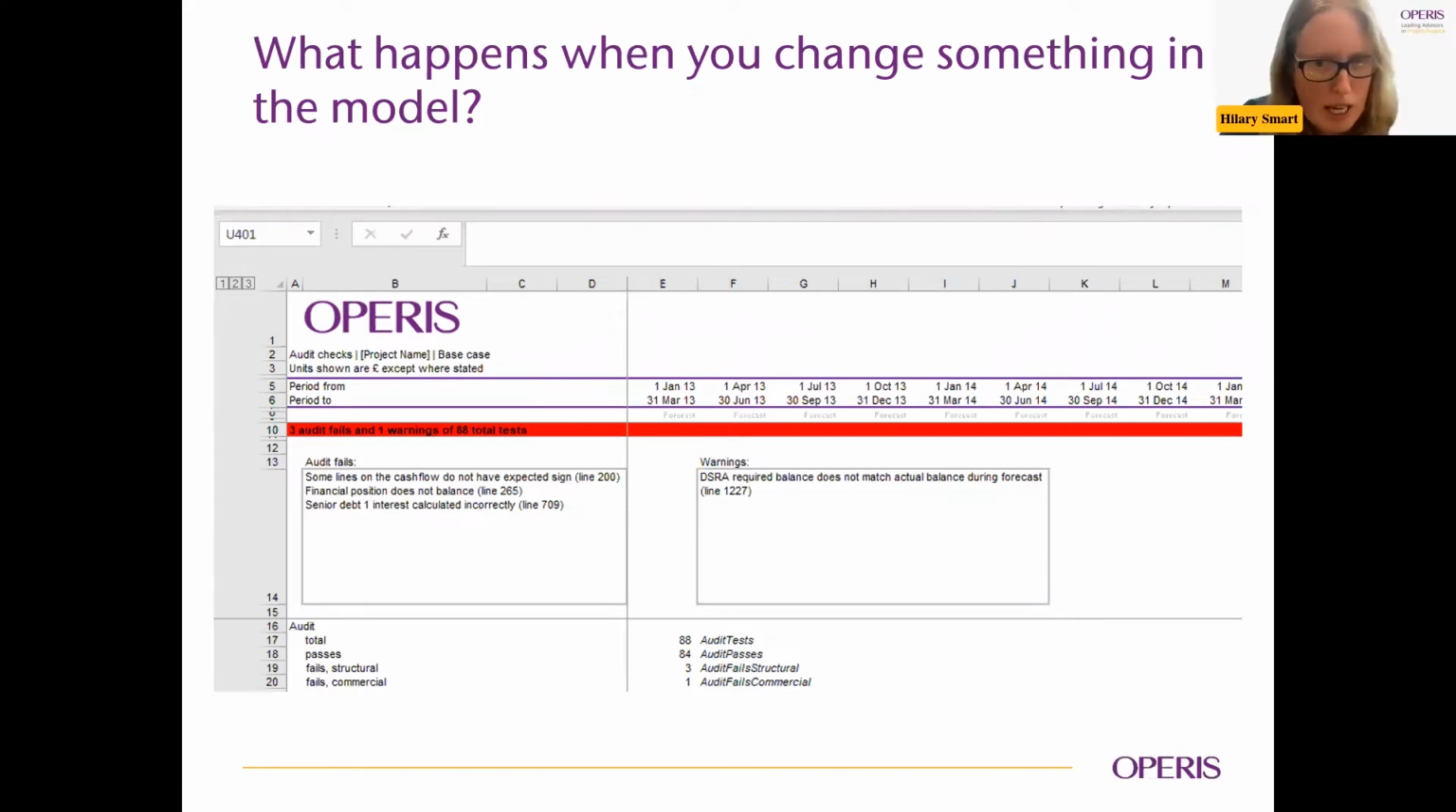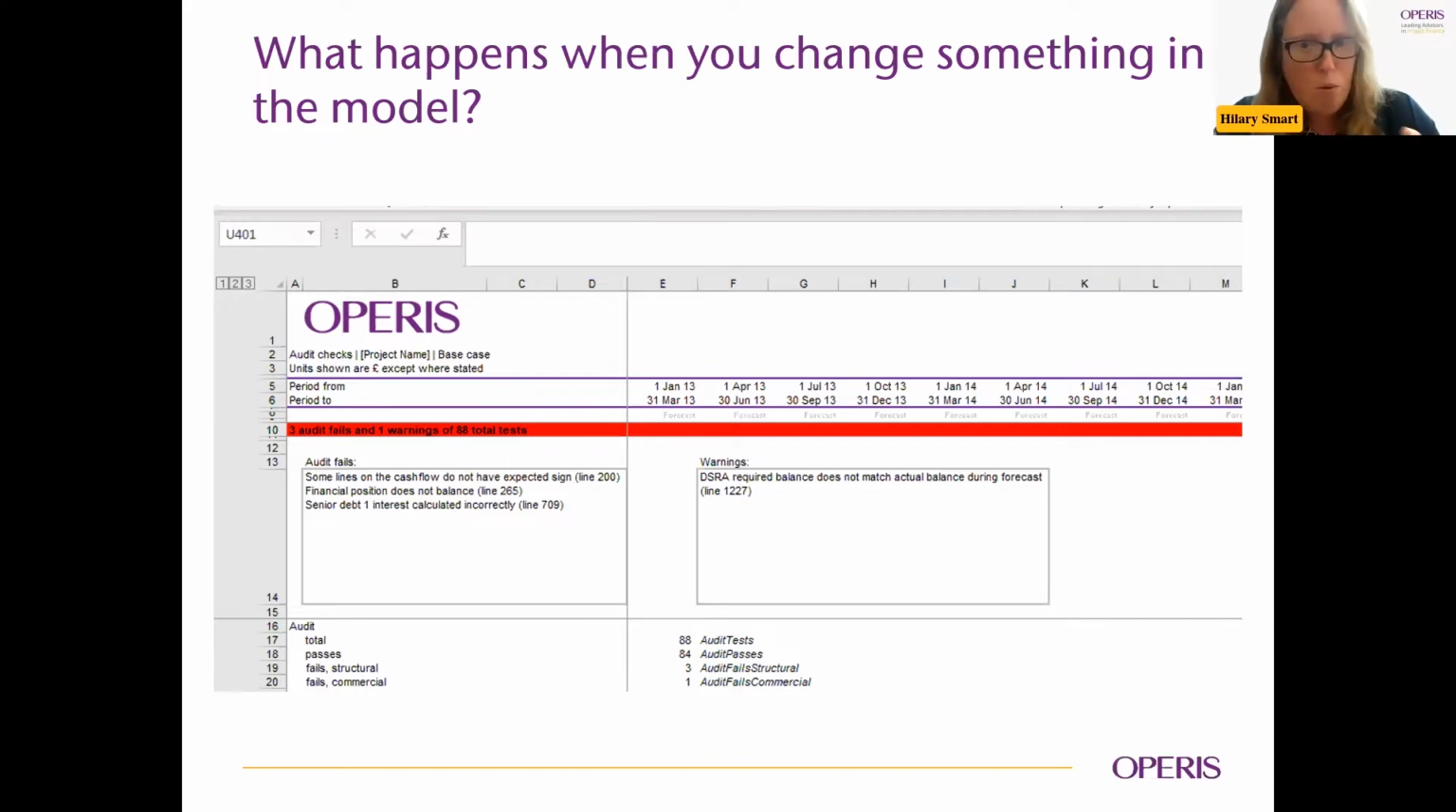We also split our checks into audit tests and audit warnings. Broadly speaking, an audit test means something is wrong with the model. For example, the balance sheet is not balancing. And a warning means that something is wrong with the project. For example, there is no cash.